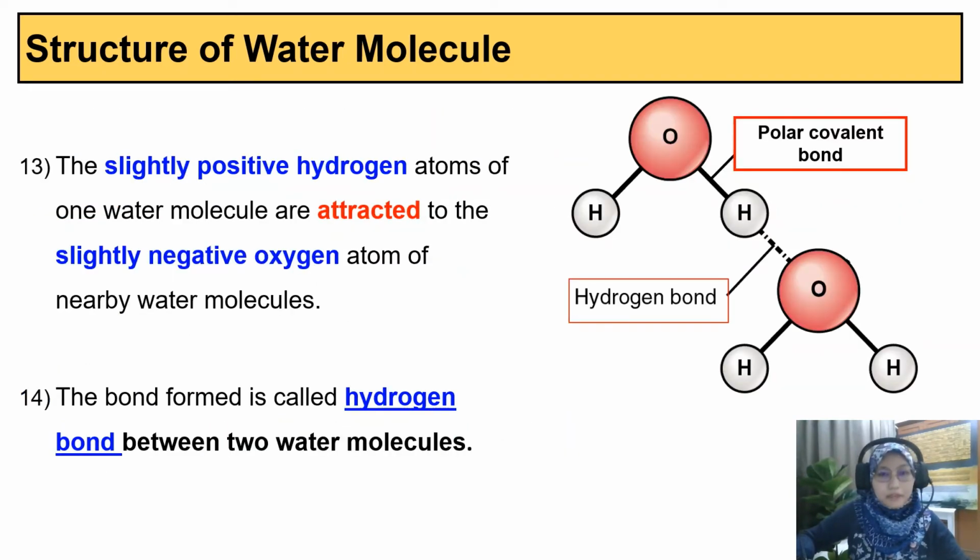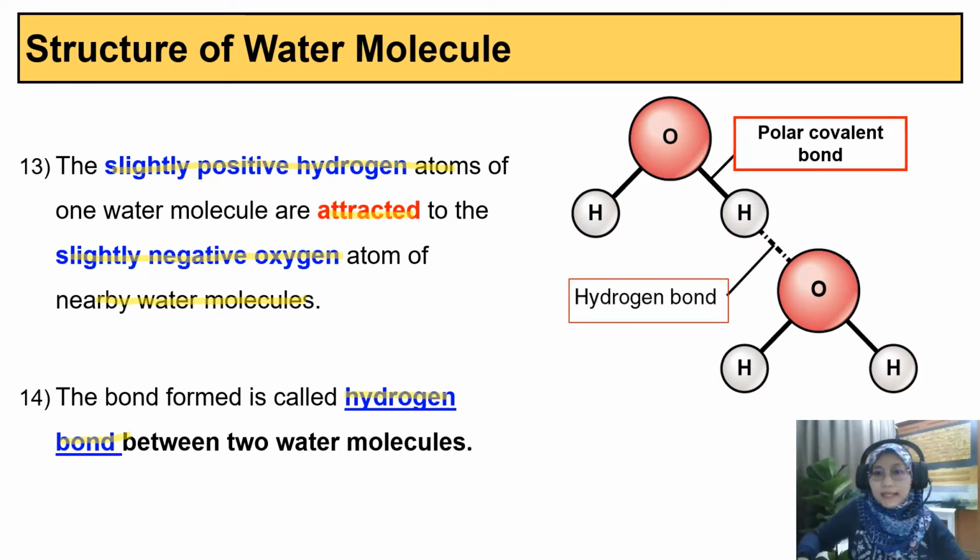What is the effect of water polarity? The slightly positive charge of the hydrogen atoms of one water molecule will be attracted to the slightly negative charge of the oxygen atom of nearby water molecules, and the bond formed between the two water molecules is known as a hydrogen bond.